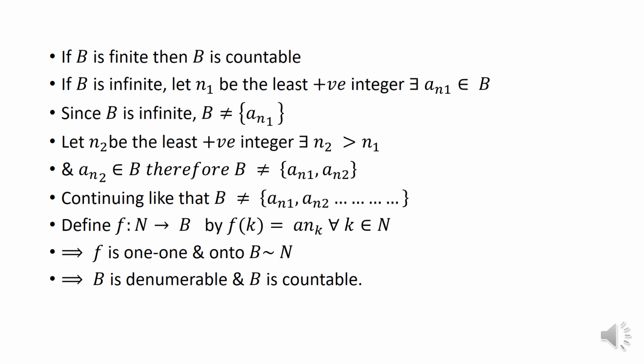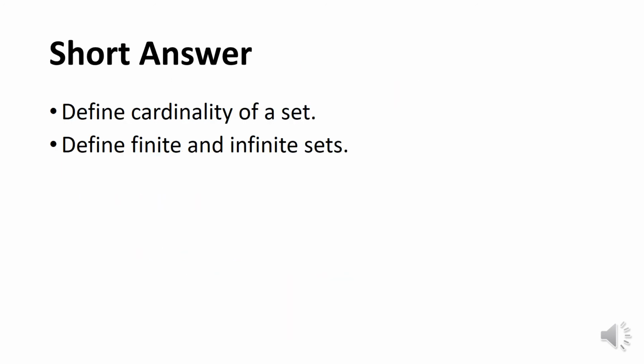So, by the above lines, we can define the function f from N to B by f of k equal to a_nk, which makes the function f one-one and onto. Because the function is one-one and onto, we can say that if B is infinite, the infinite set B is equivalent to the set of natural numbers, which makes the infinite set B denumerable and hence a countable set, which is the proof of the theorem.